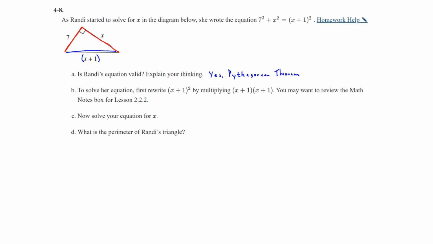Part B, to solve her equation, first rewrite x plus 1 squared by multiplying the two binomials together. You may want to review the math notes for lesson 2.2.2. On part B, we can use the generic rectangle or the distributive property. So we have 7 squared is 49 plus x squared, and then x plus 1 times x plus 1 would be x squared plus 2x plus 1. That's where you can use your generic rectangle to figure that out.